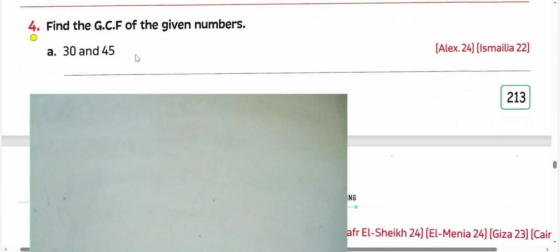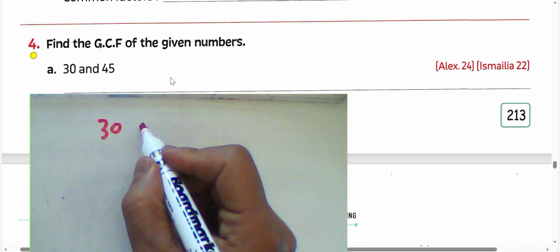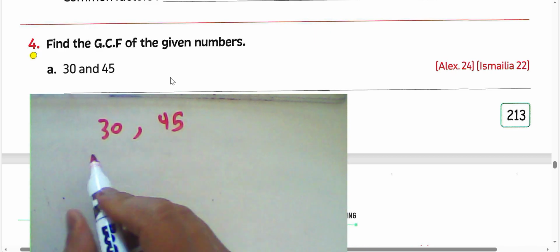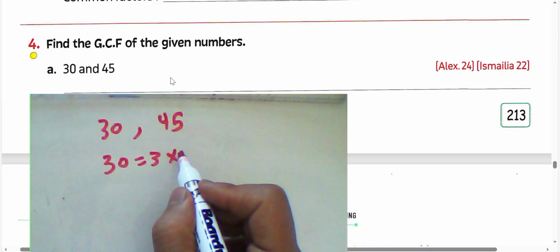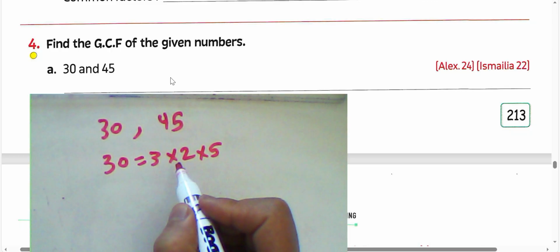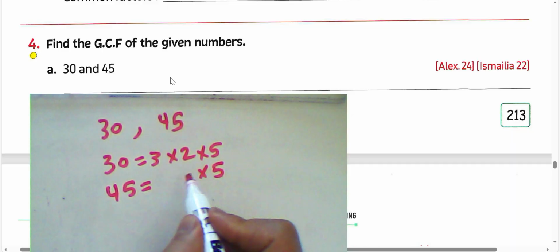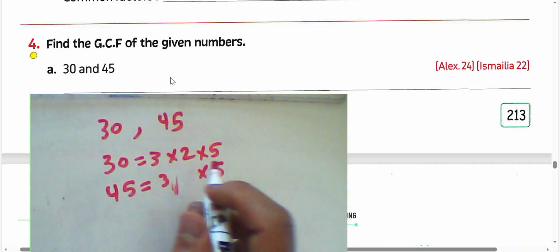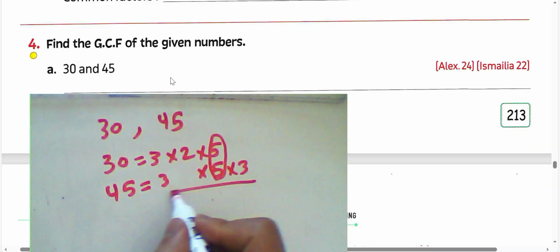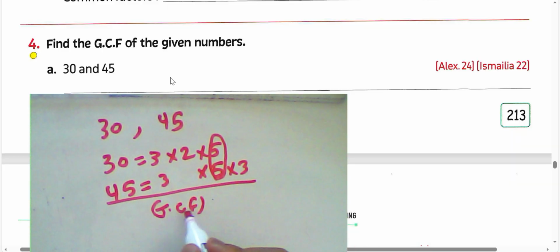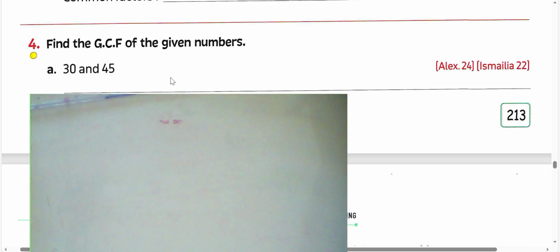Next question, find the greatest common factor of the given numbers 30 and 45. 30 equals 3 times 10, and 10 equals 2 times 5. 45 equals 5 times 9, and 9 equals 3 times 3. The greatest common factor between them equals 5. We can factorize to find the answer, okay? Next question.